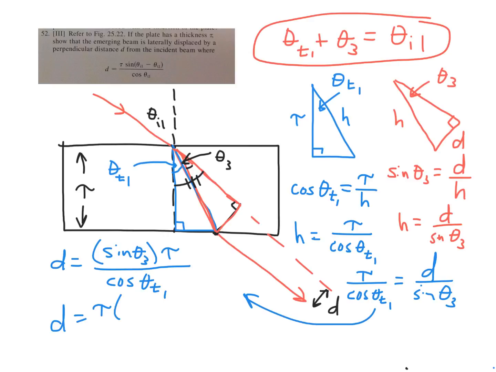I'll just write it down, put the tau in front, commutative property of multiplication, times the sine of theta I1 minus theta T1, getting rid of theta sub 3. I got an extra set of parentheses in there, doesn't matter, over the cosine of theta T sub 1. So wow, way to go. Nice job. That looks awesome.